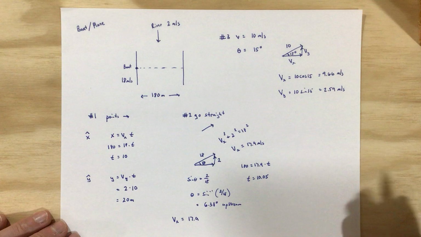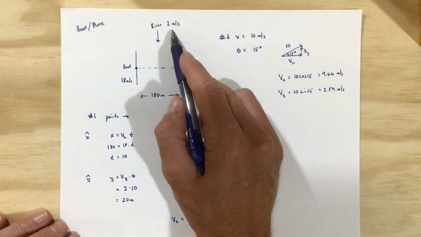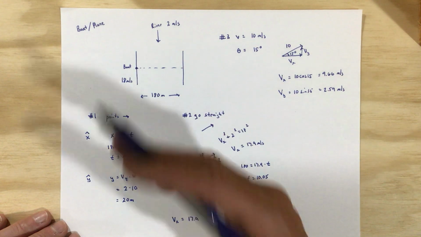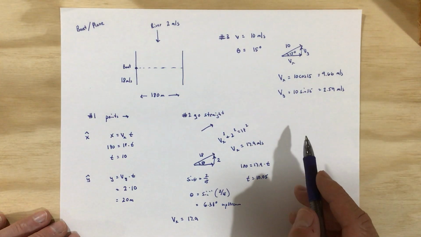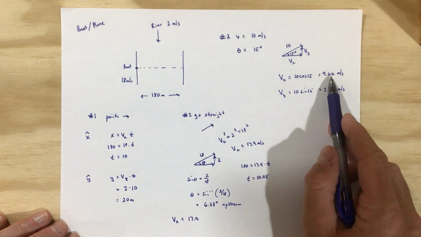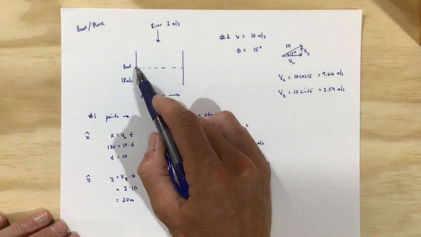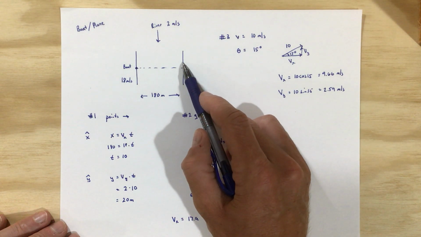Well, upstream, of course. Look, the vertical velocity of your boat is bigger than the vertical velocity of the current. You end up with a net vertical velocity up, and so over this time period, you're going at 9.66, but you're going up at 0.59. So you'd end up here.